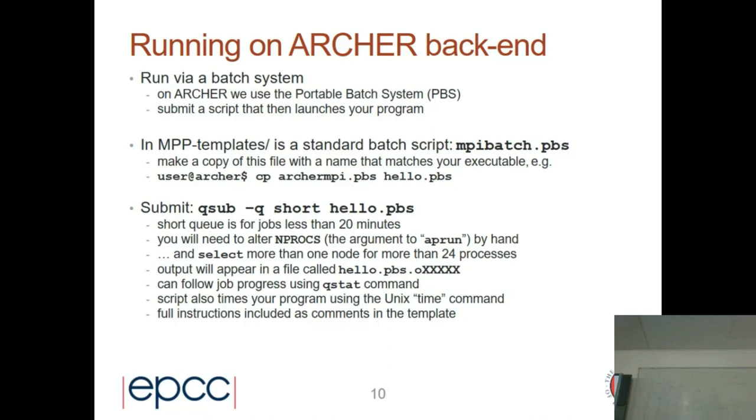So I've given you a batch file called archermpi.pbs, and you just copy that. If you have an executable called hello, you just copy archermpi.pbs to hello.pbs, and that's all you need to do. That will then run a program called hello. If your program's called a.out, you'd have to copy archermpi.pbs to a.out.pbs, okay? So you just make a copy of that file with the right name, and then it will run that executable. And there's an argument in the batch file called nproc, which you have to alter to run the program on different numbers of processes. By default, it only runs on 4, but again, this is all explained in the crib sheet.